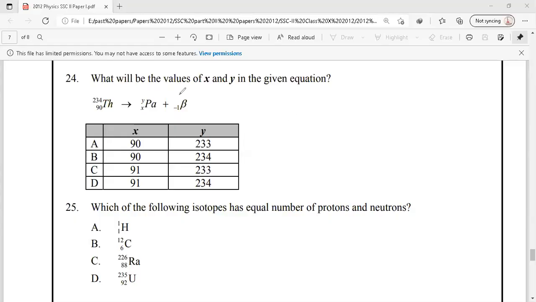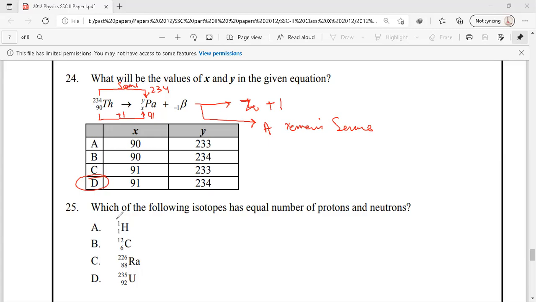So let me correct one thing. For beta decay, the atomic number Z is increased by 1 while the atomic mass A remains same. So this is our parent nucleus and this is our daughter nucleus. Its atomic number will increase by 1, so its atomic number will become 91 while its atomic mass remains same. So the atomic mass of this daughter nucleus will be 234. So 91 and 234 is the right answer of this question number 24.